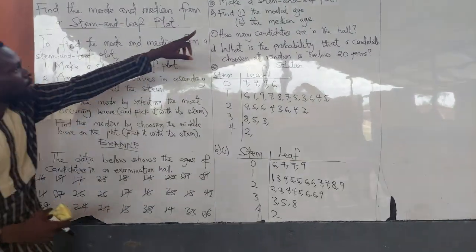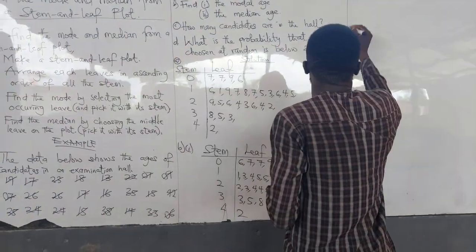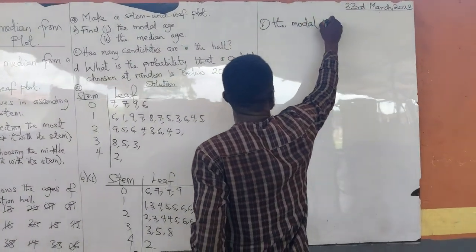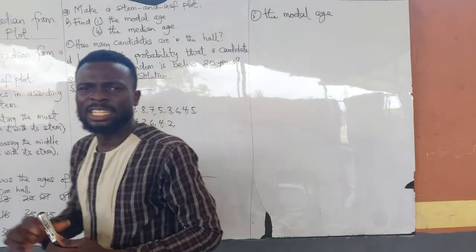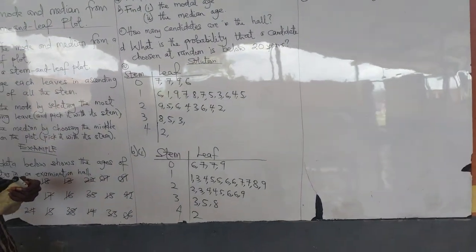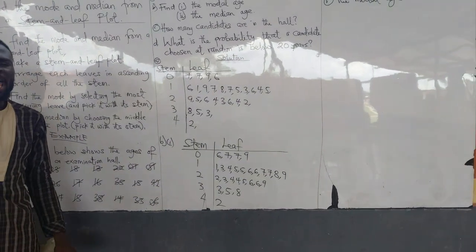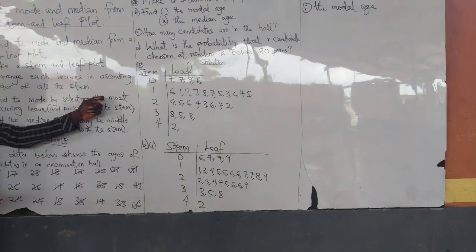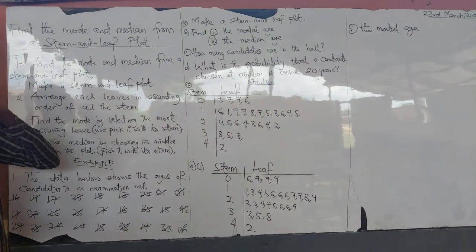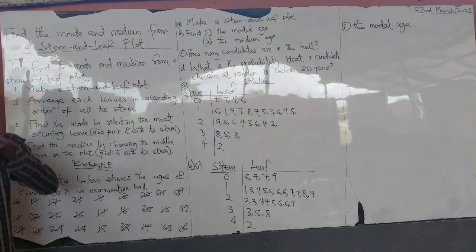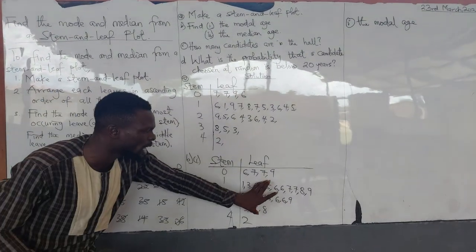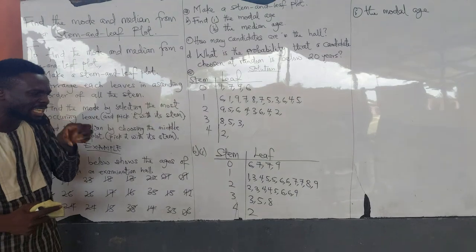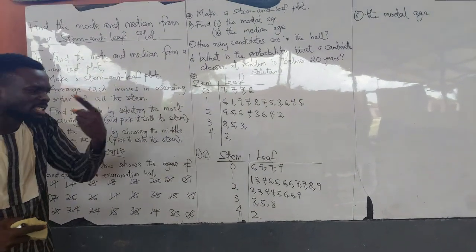What are we finding? Find the modal age, which is the same as the mode. How can I know the modal age? When we say mode, mode is the most occurring value. So it says that find the mode by selecting the most occurring leaf. So let us first locate the most occurring leaf. Now come to the one that you've arranged in ascending order. Try and see if you can get a leaf that is repeating itself.